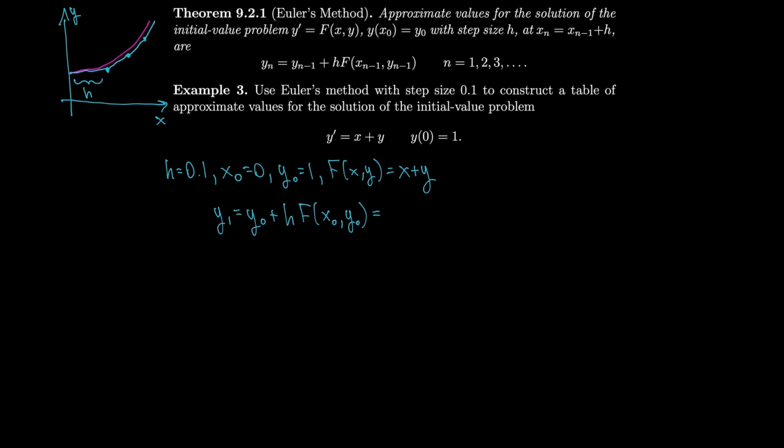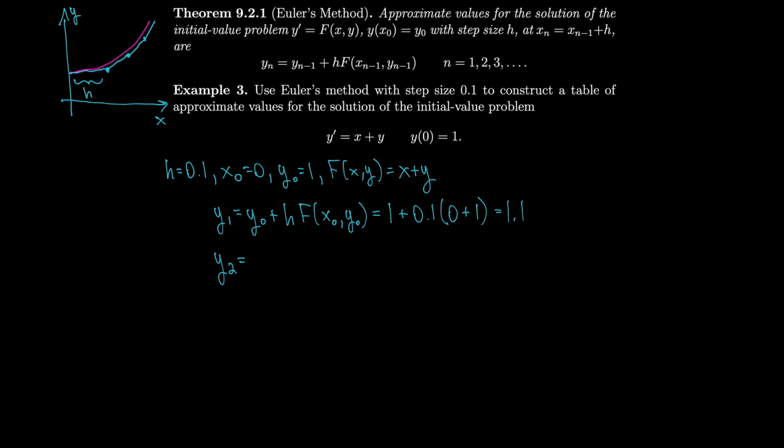So our first y value is 1. Our step size was 0.1. The first x value is 0 and the y value was 1, so we get 1.1 for our y1, our second y value. Let's get y2 now.